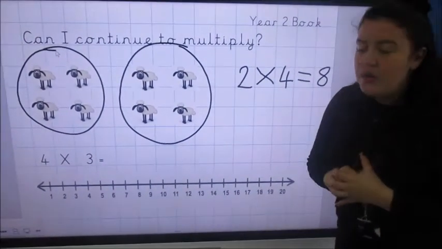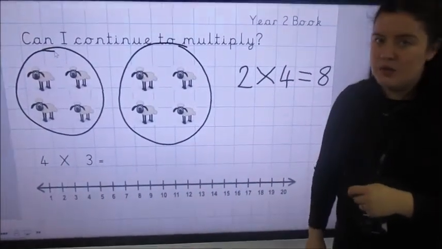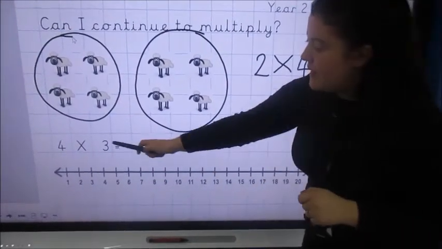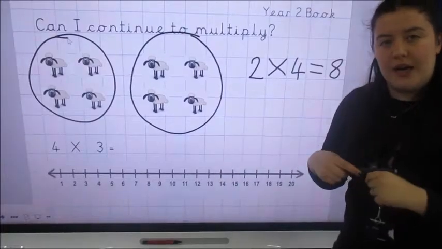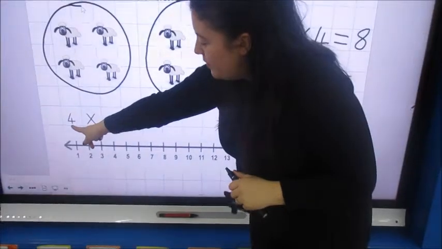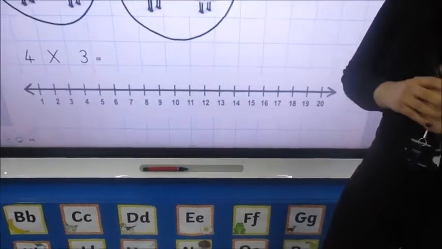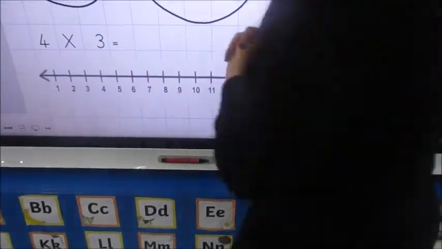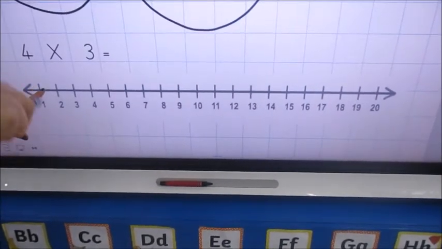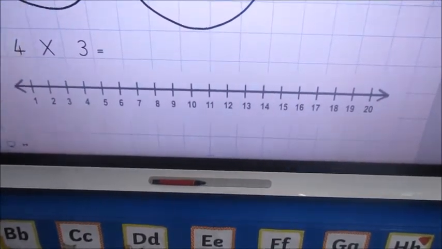Well done. Now another way we can do multiplication is by using a number line, and we've used these lots at school, so we're very, very confident with them now. And I'm going to show you how we can do this multiplication sum using that number line. So first thing first, we need to read the number sentence. So 4 multiplied by 3 equals something. We've got to find the answer. So what we need to do is we need to do 3 jumps 4 lots of times, okay? So 4 groups of 3 we need to do.